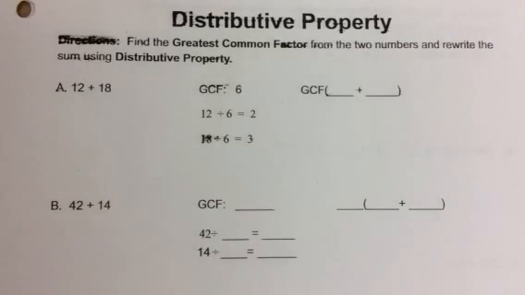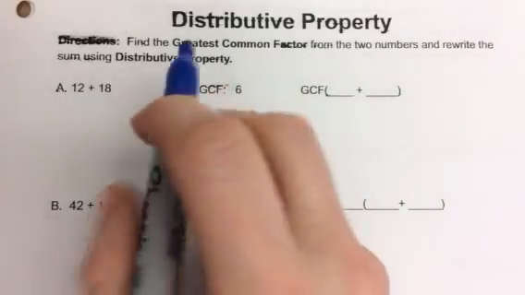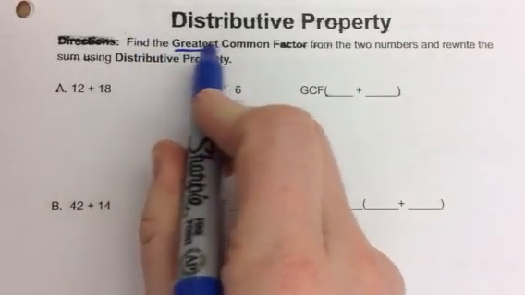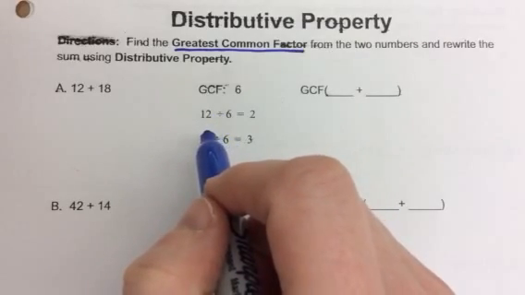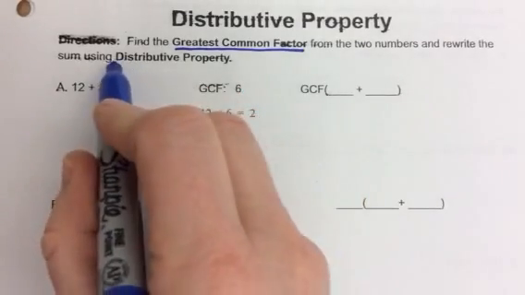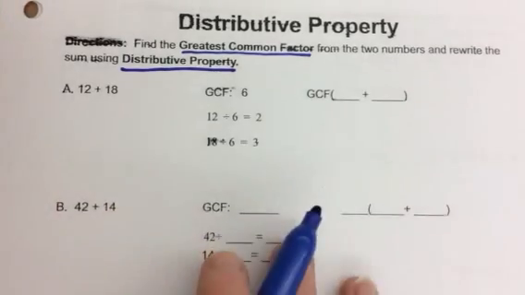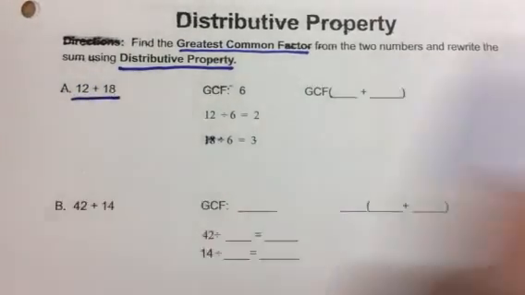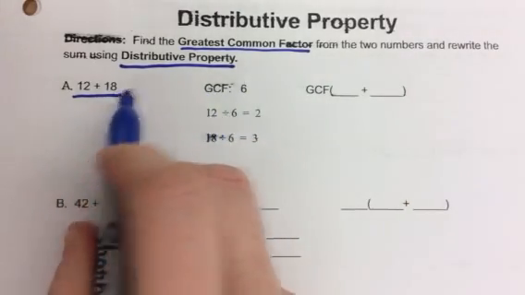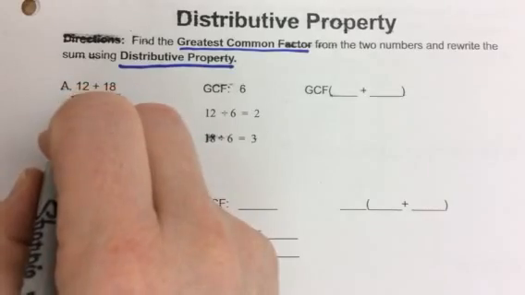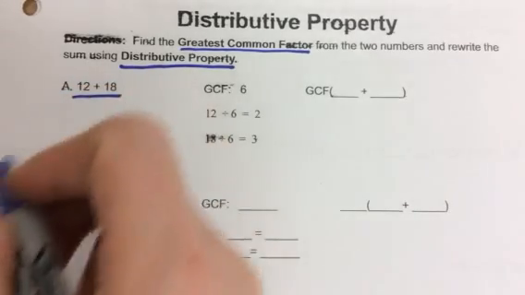Okay, so let's begin. If you read the directions, it kind of gives you a hint as to how you're going to do this. You need to find the greatest common factor first from the 2 numbers and rewrite the expression using the distributive property. So if I want to do 12 plus 18, we're going to use the distributive property to figure that out. The first thing you need to do is to find the greatest common factor of 12 and 18. What that means is what is the largest number you can divide both 12 and 18 by.